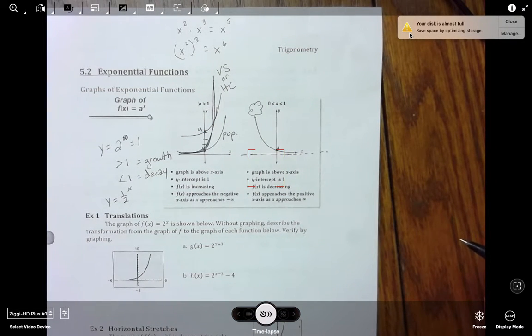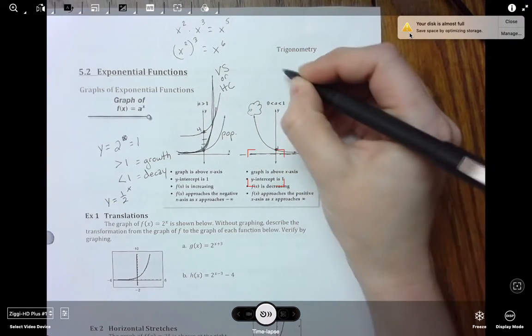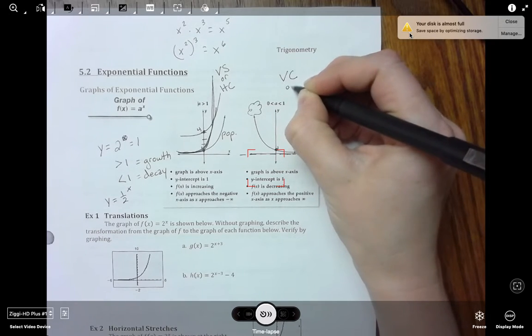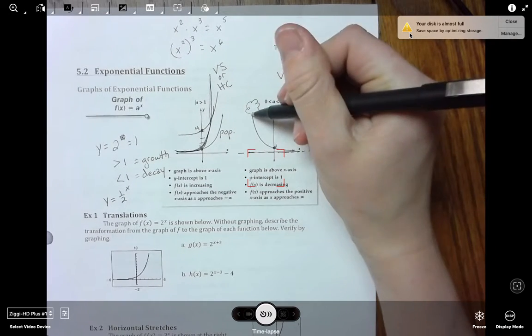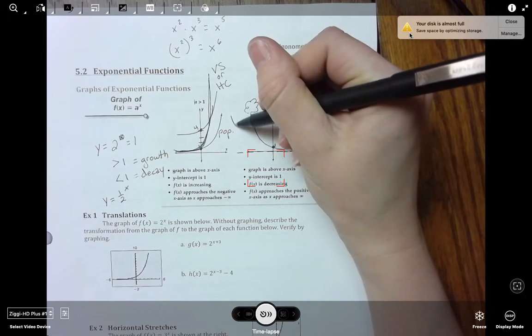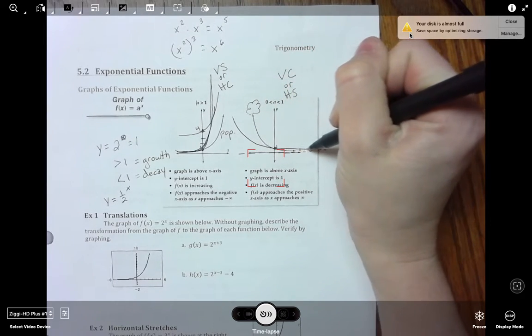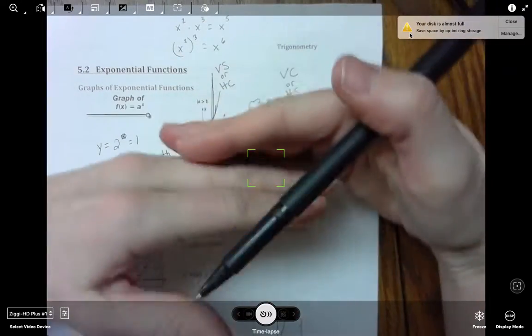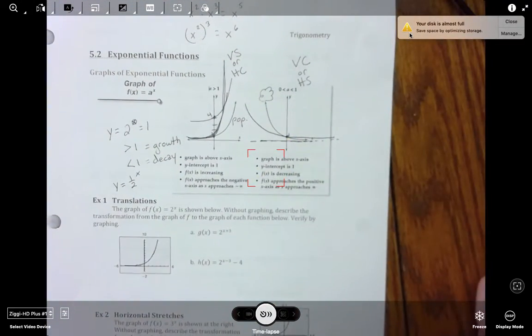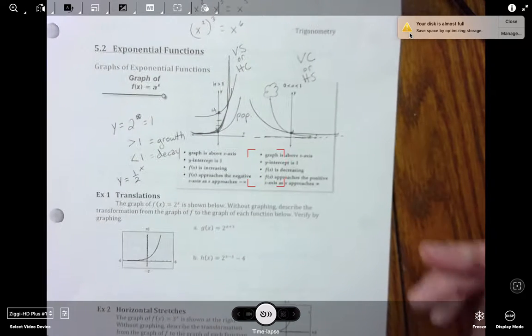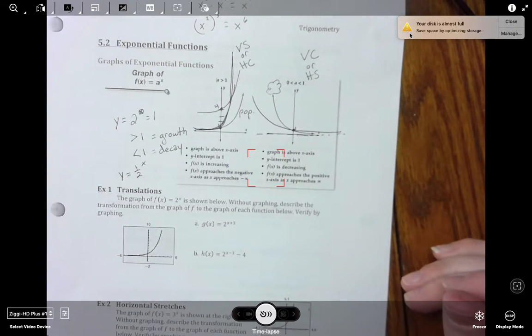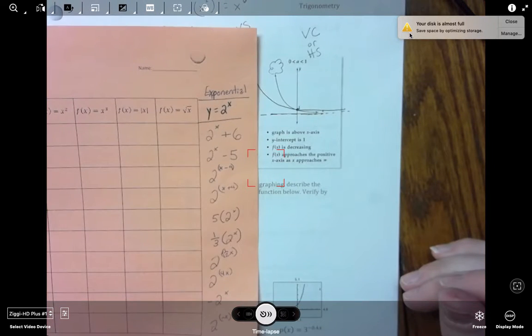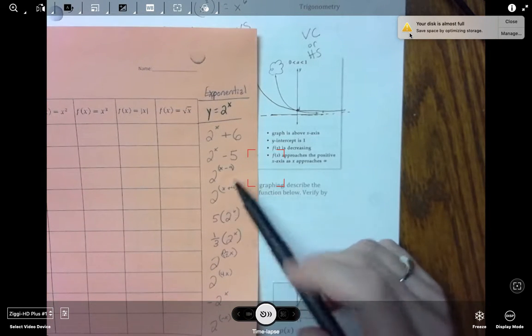And then the same thing happens for vertical compression or horizontal stretch. If I horizontally stretch this guy, he's going to be a little bit flatter. Or vertically compress him, I'm compressing him this way, he's going to be a little bit flatter. Okay, so that's just kind of thinking about those in terms of the graph. In terms of the equation, it will follow these rules.